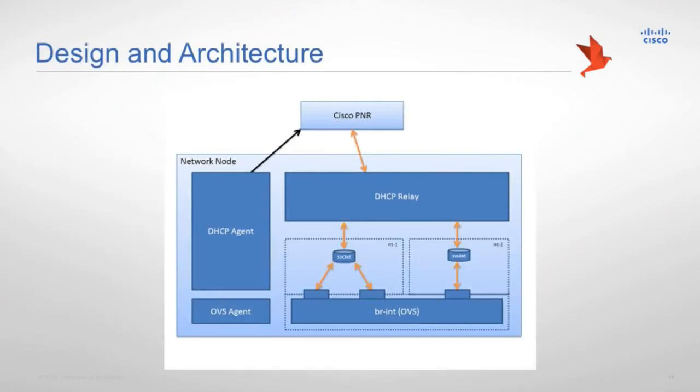So this is the design and architecture. On each network node, we have a relay that listens to each DHCP packet from each network and relays it upstream to the Cisco Prime Network Registrar server. Then the server replies, and the relay relays it southwards back to the VM.